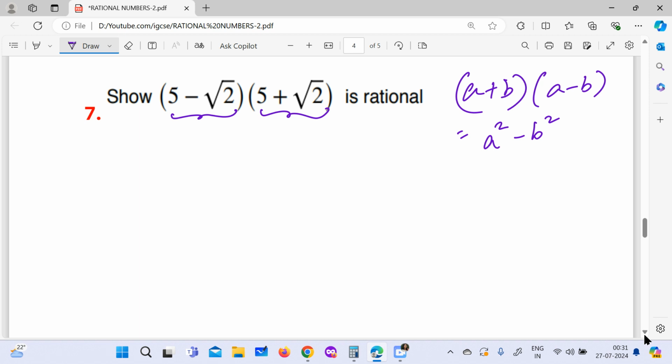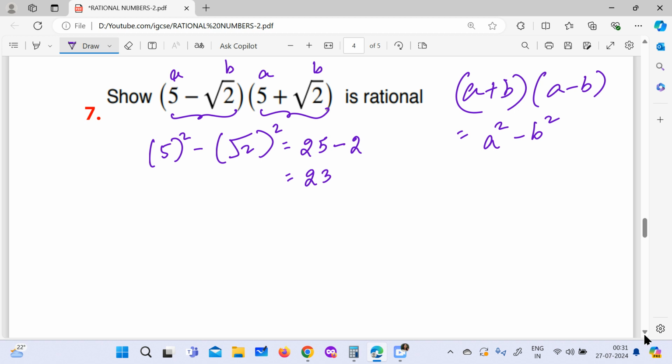Let this be a, and here b. So we can write a squared, which means 5 squared, minus b squared, which means root 2 squared. So you get 5 squared is 25 and root 2 squared is 2. So you get the answer as 23.